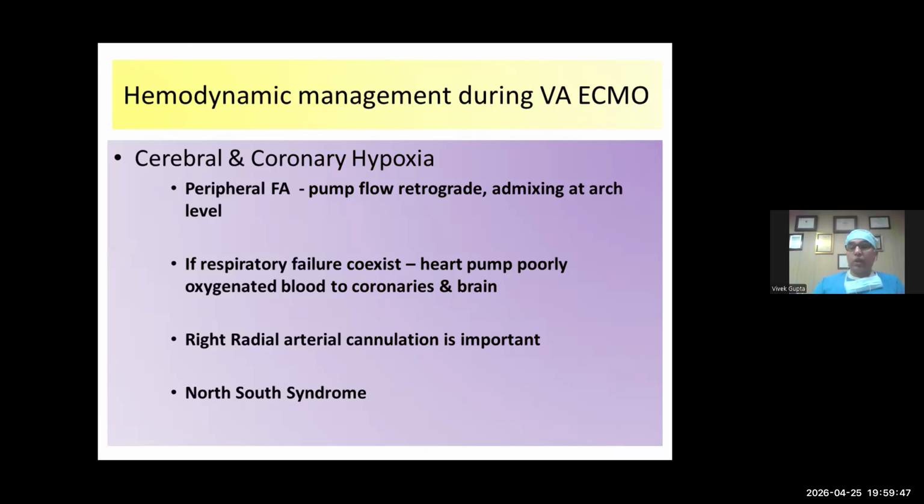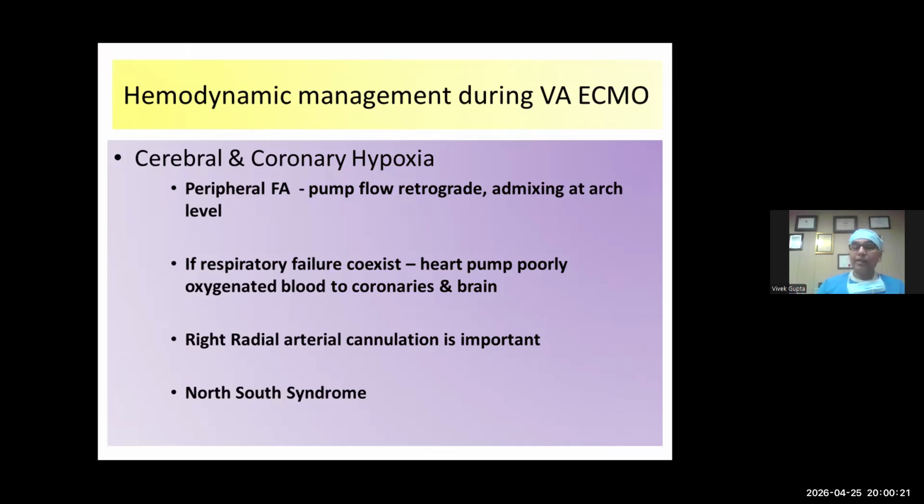The major issue I talked about is differential hypoxia, that's called north-south syndrome, or we call it Harlequin syndrome, in cases of peripheral femoral artery access, because the blood is mixed retrogradely. So the mixing depends on how much the cardiac contractility is. In the initial phases, when it is very poor, the mixing is happening very close to the heart. But as the cardiac contractility improves, this mixing comes down, and the upper part of the body is getting blood flow from the heart itself.